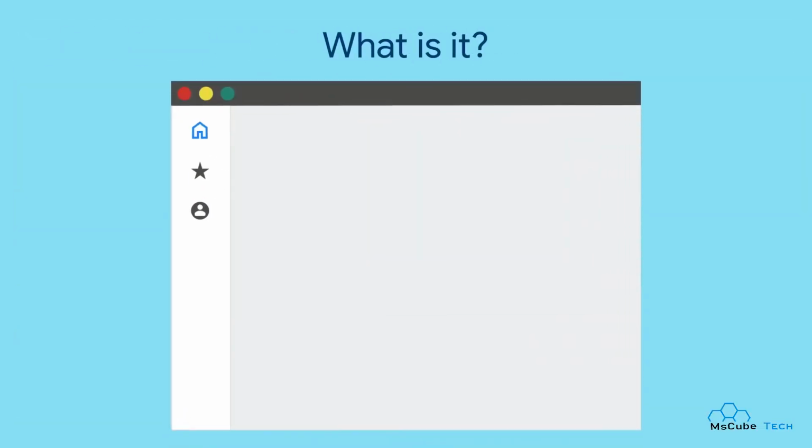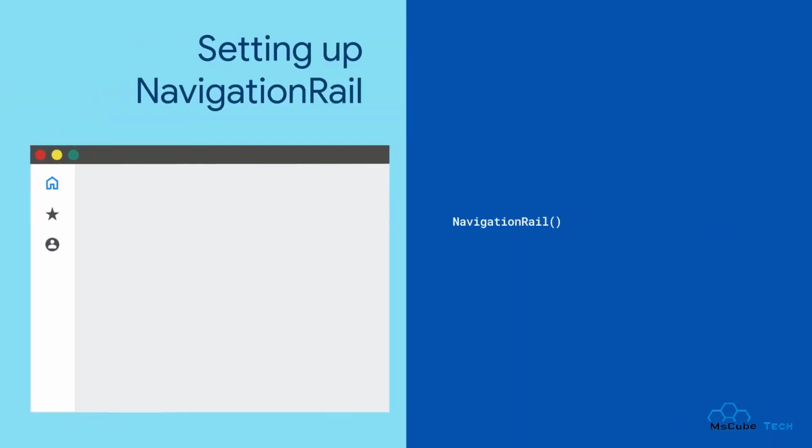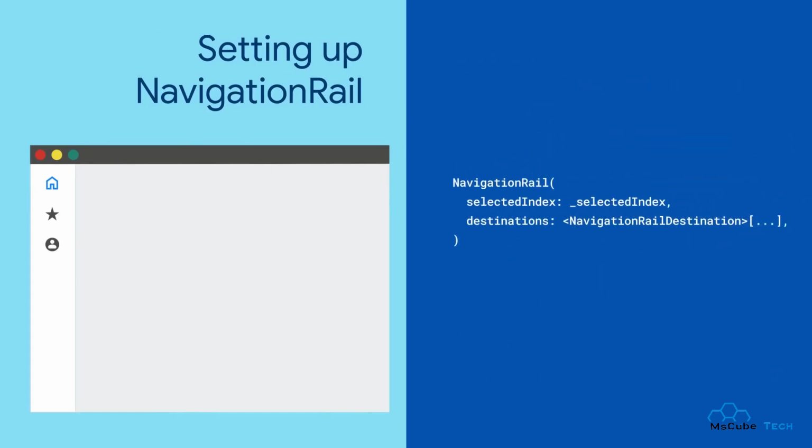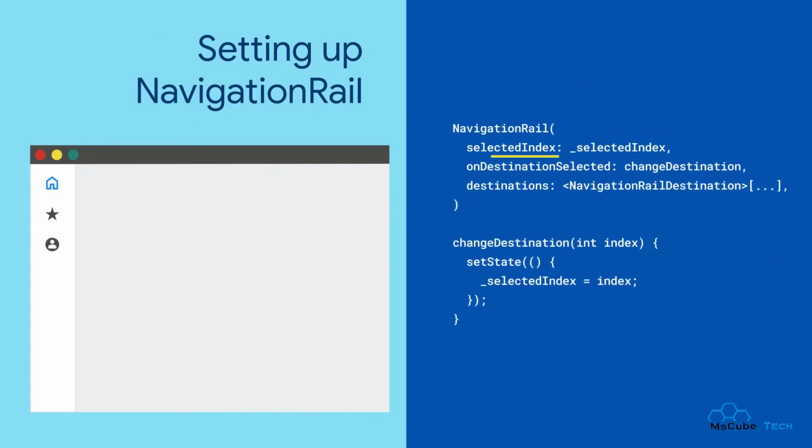Navigation Rail is a side navigation menu with the same functionality as bottom navigation bar. It gives users quick access to navigation destinations, only designed to work better on large screens. To get the navigation rail up and running, give it a list of navigation rail destinations, a selected index, and an on-destination selected callback, which gets called each time a nav item is selected.